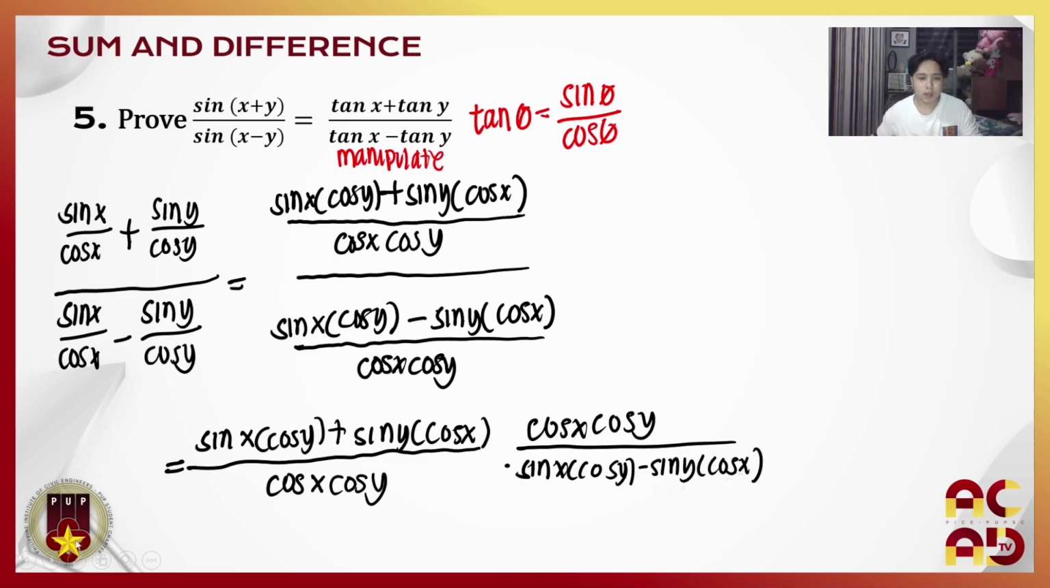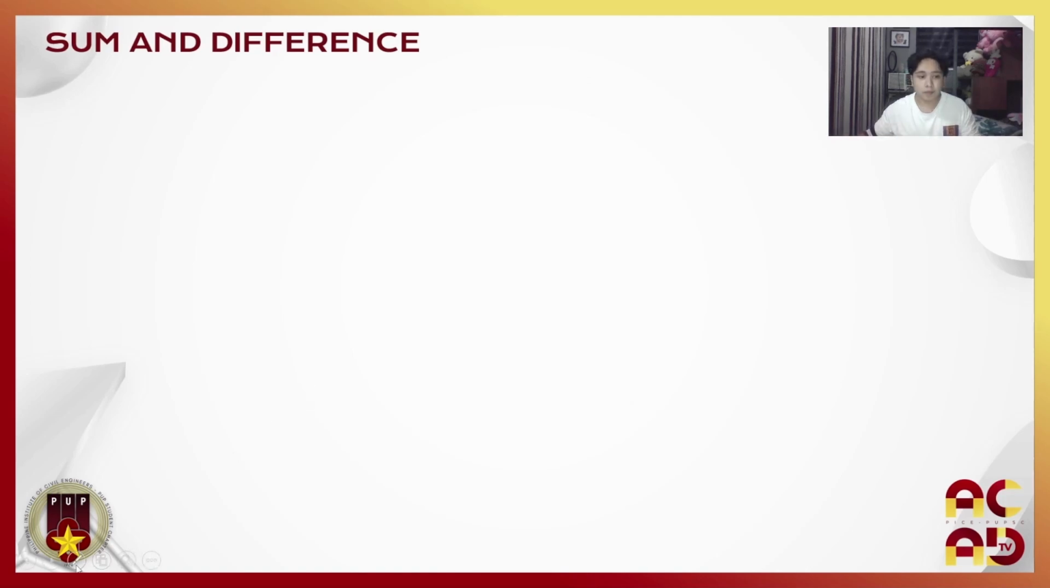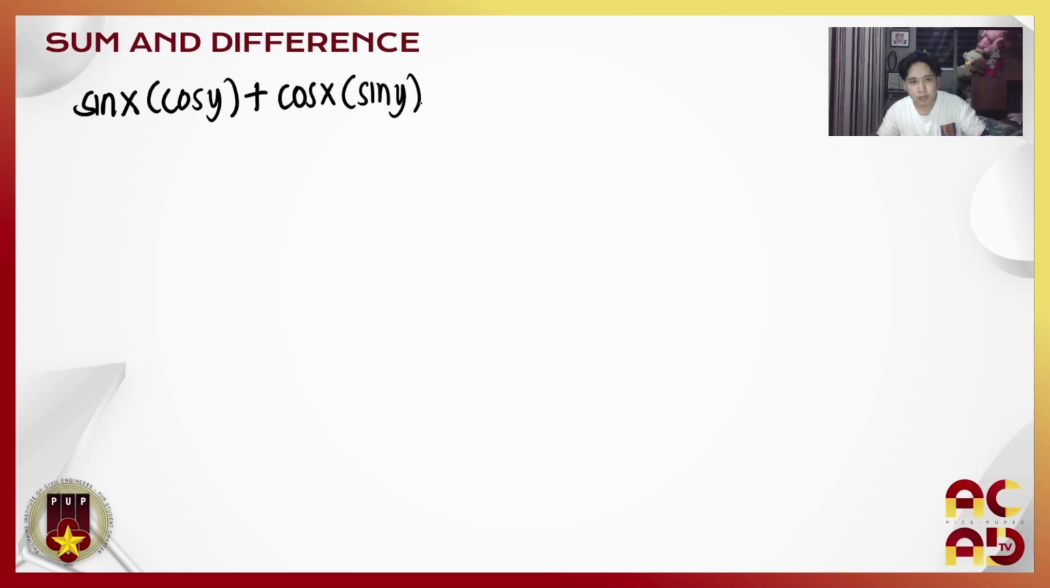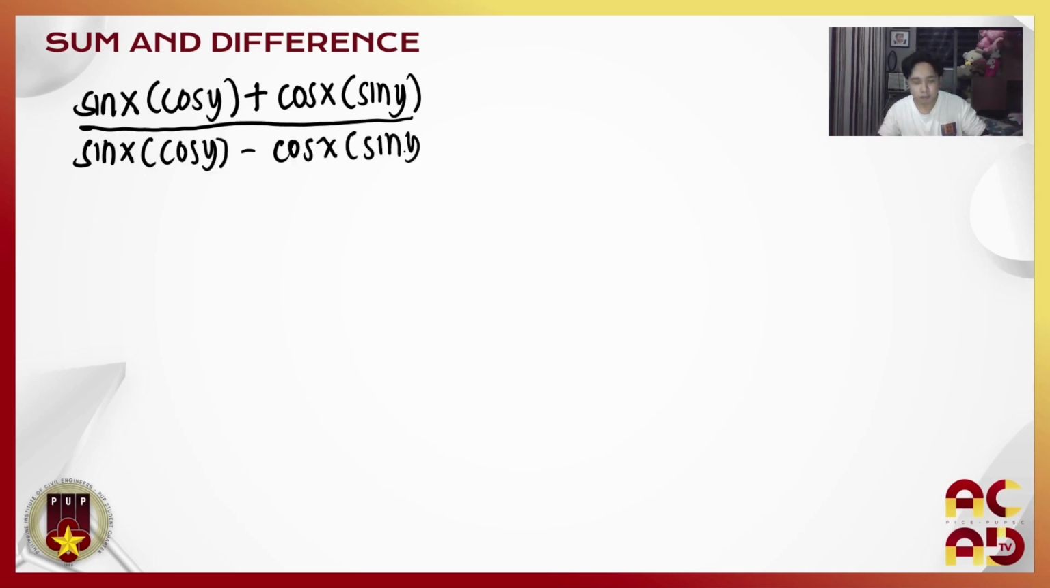So dito, pwede nating ma-cancel yung numerator natin na cosine x, cosine y, tsaka dun sa denominator. So, sa given natin na numerator and denominator, ang matitira na lang doon ay sine x times cosine y plus cosine x times sine y all over yung sine x times cosine y minus cosine x times sine y.